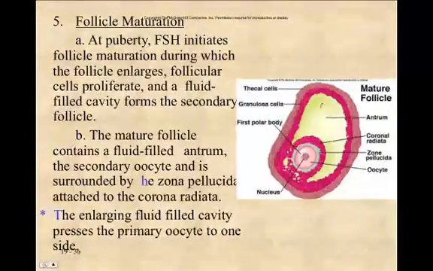So this enlarging fluid-filled cavity here will press on the oocyte and press it to one side. And that's important because as it presses it to this one side, it causes the oocyte to push out and blister out of the follicle in preparation for ovulation. So eventually it'll be released from the follicle.